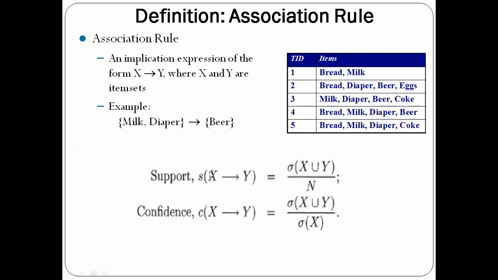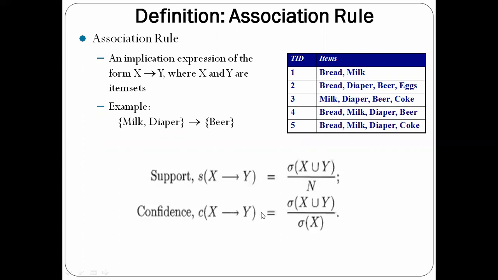See, support we will be calculating using this equation. Support of this rule, X implies Y, s of X implies Y, is equal to the support count of X union Y divided by the total number of transactions. I need to consider the union of these two item sets, X union Y, and then determine in how many transactions it is present. Sigma of X union Y stands for in how many transactions the item set X union Y is present. That is the numerator, divided by the total number of transactions. If we divide that, we get the support.